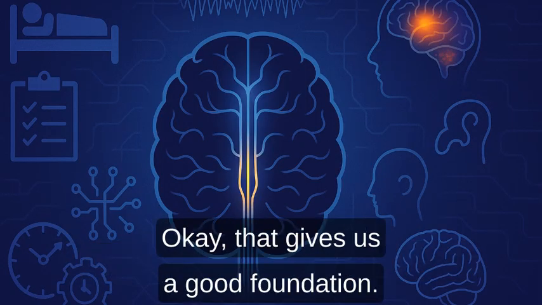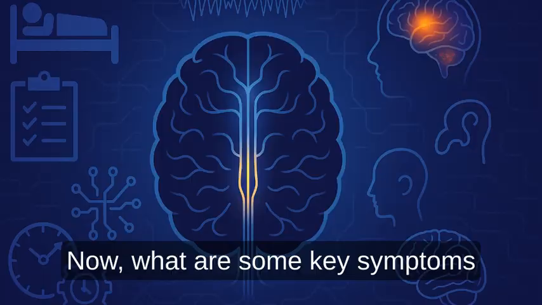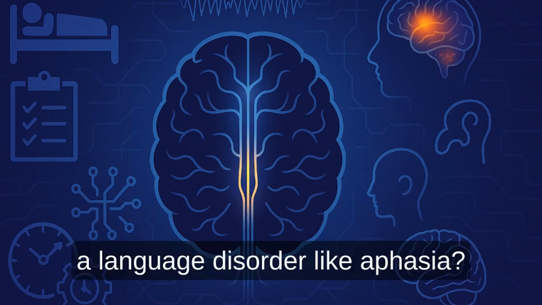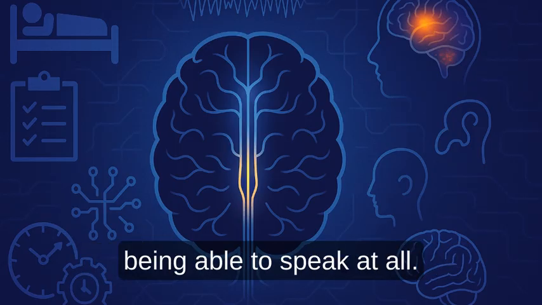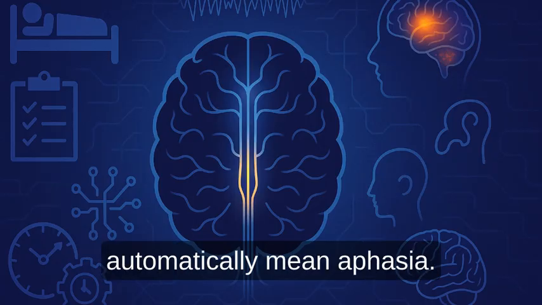Okay, that gives us a good foundation. Now, what are some key symptoms we might see if someone has a language disorder like aphasia? Well, one obvious one could be muteness, just not being able to speak at all. But that doesn't automatically mean aphasia.